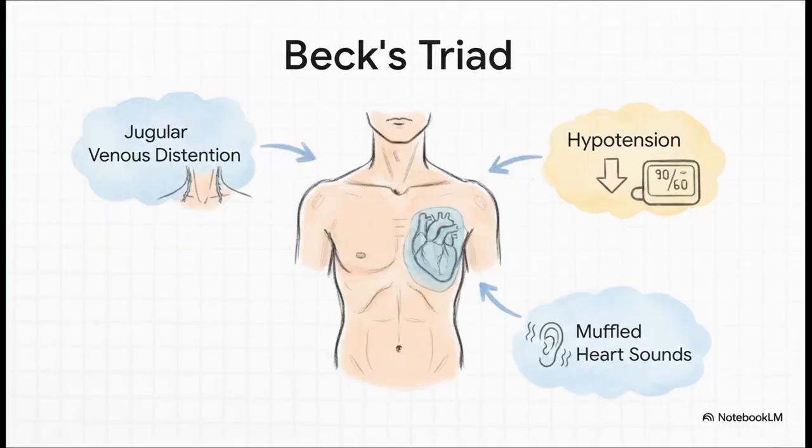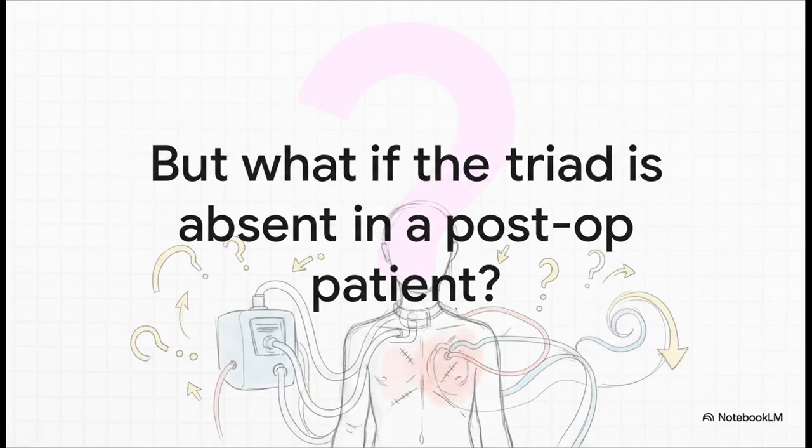Of course, we all learned Beck's triad in medical school: hypotension, JVD, and muffled heart sounds. It's clean, it's classic, and if you see it in the ER in a trauma patient, you should absolutely be thinking tamponade. But here's the million-dollar question for us, right? What if that triad isn't there, or what if it's misleading? This is the reality we face every day, especially with our post-op cardiac patients who are intubated, sedated, and on a ventilator. Relying on Beck's triad in that setting, well, that's a recipe for disaster.